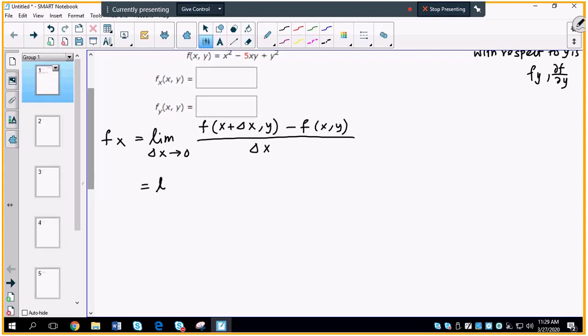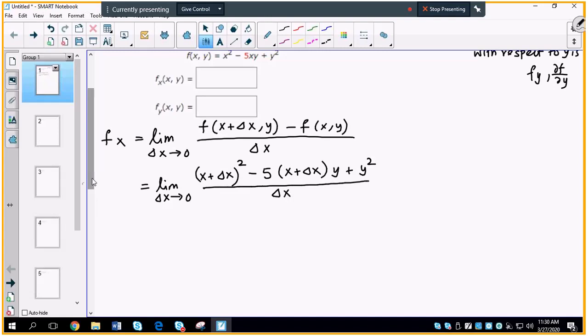So I say limit delta x goes to 0. In place of x squared, I will have x plus delta x. So I will say x plus delta x whole to the power 2 minus 5 times x plus delta x times y, because I'm not changing y, plus y squared. So those are the terms that are not being changed, all over delta x.